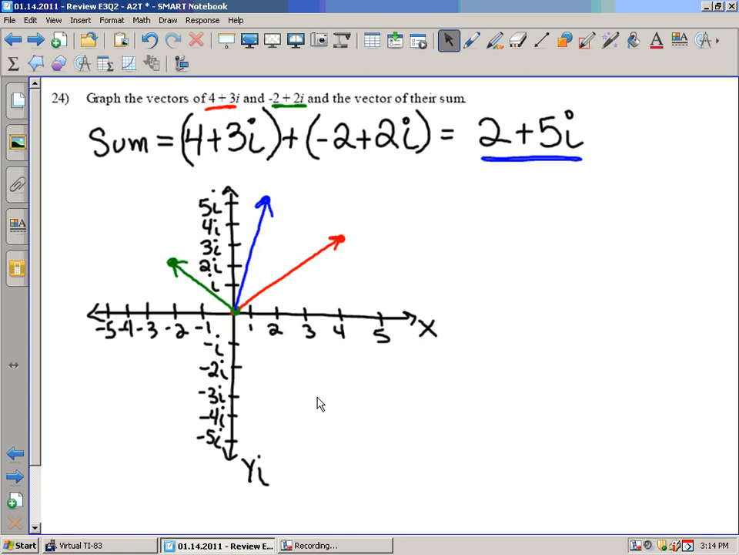The red is 4 plus 3i, right? You always start at the origin when you have to graph these vectors. And you're going to go over 4 units, and then you're going to go up 3 units. That's 4 plus 3i. For the other one, it's going to be negative 2, go negative 2 this way, and then we're going to go up 2i. And then finally the sum is in blue. I started at the origin, went over 2, all the way up to 5i. You'll also notice that I put arrow tips at the end. You have to do that with these because these are vectors.